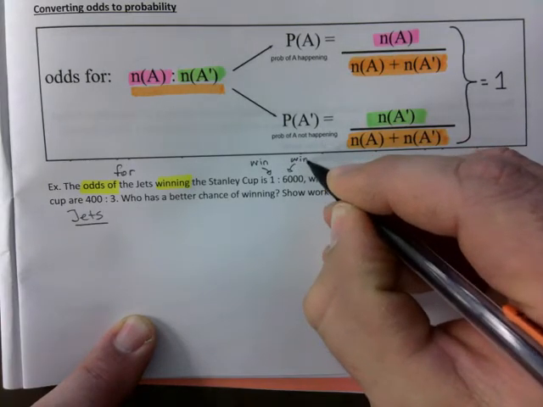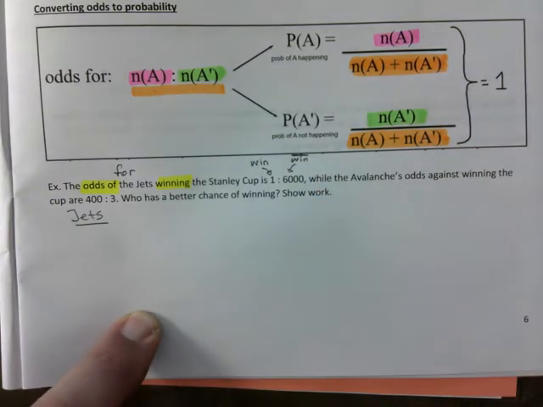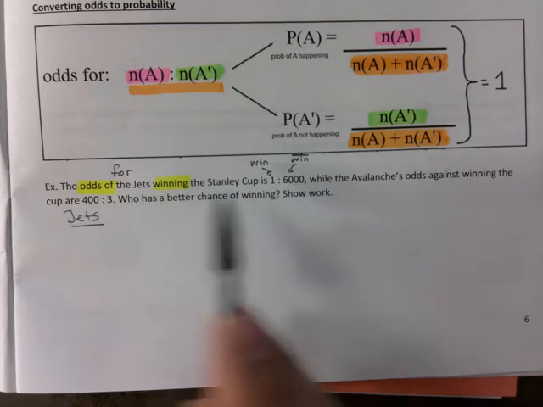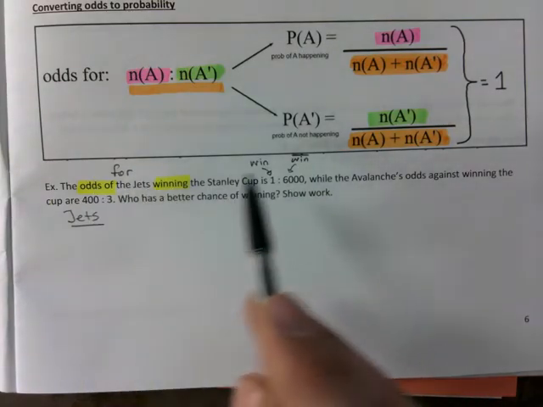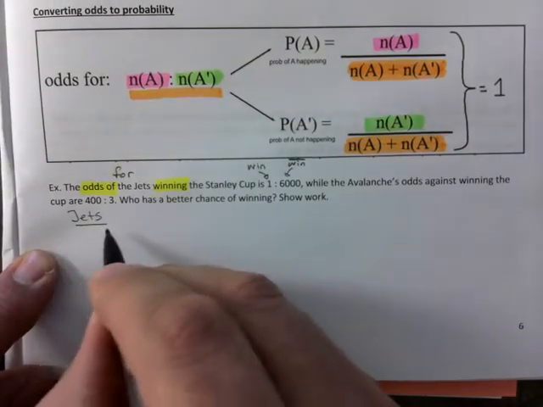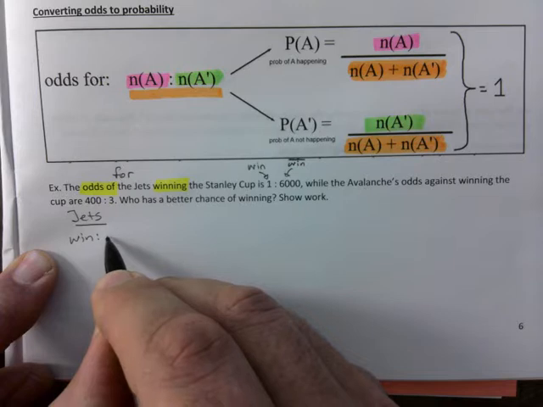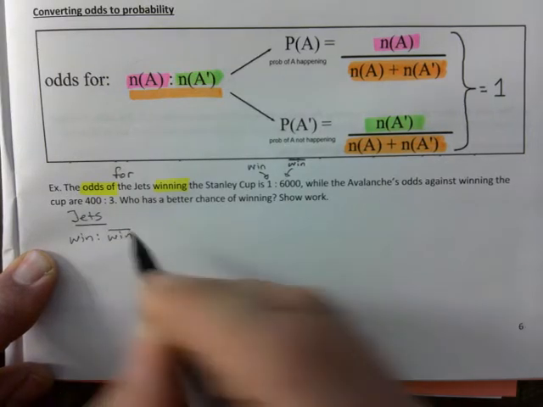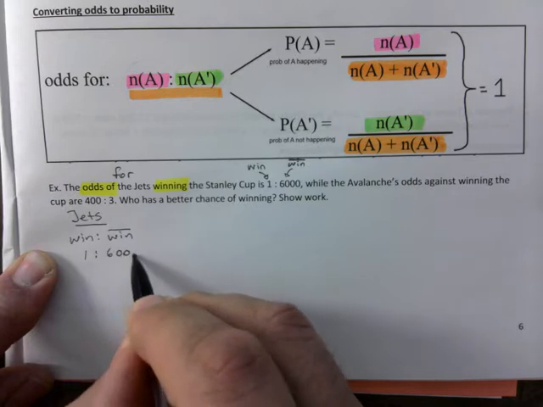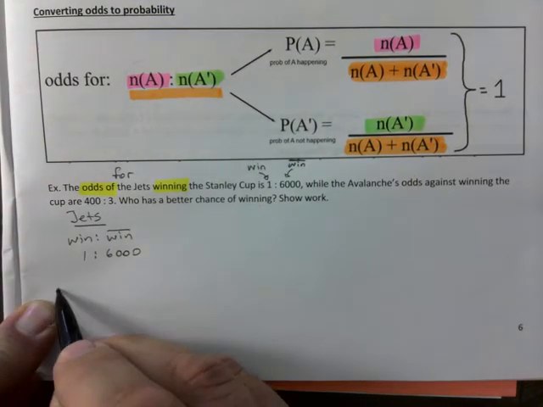So go win with a little bar on top, not. The way it's written, what preceded this, the odds here, this is what tells you which one is which. So we're going to go win, not winning, because remember that's what odds are, would be 1 to 6,000. That's what we were told. Okay. So how would you write the probability of winning?